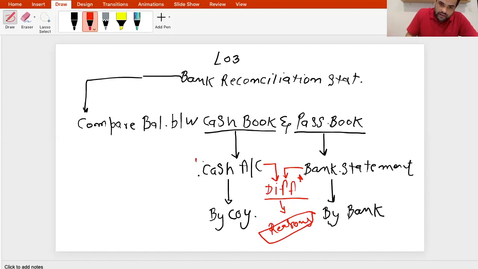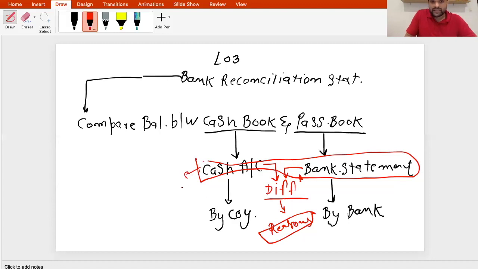If there is a difference between cash accounts and the bank statement, is it good or bad? Of course, it's bad. Why is it bad? For example, I am a company, I have cash accounts. I cannot make changes in my bank accounts because bank accounts are mainly controlled by the bank. The bank has the right to make transactions in the bank statement, and I have the right to make transactions in my cash accounts.